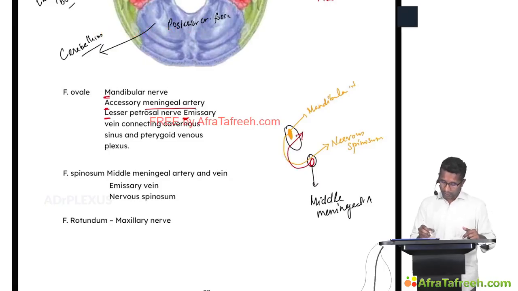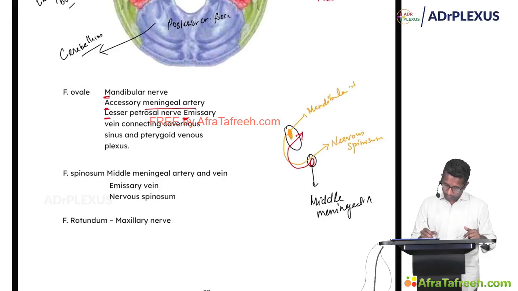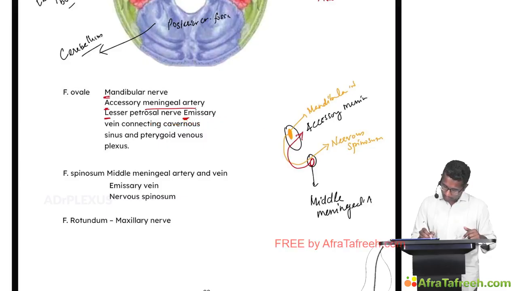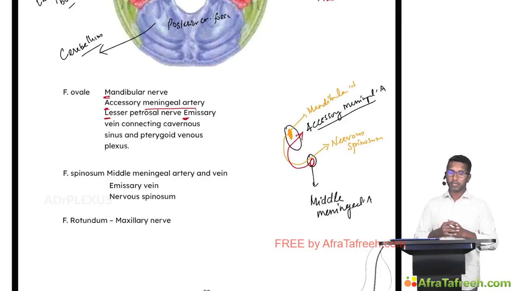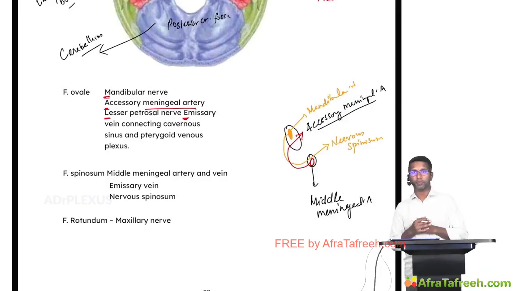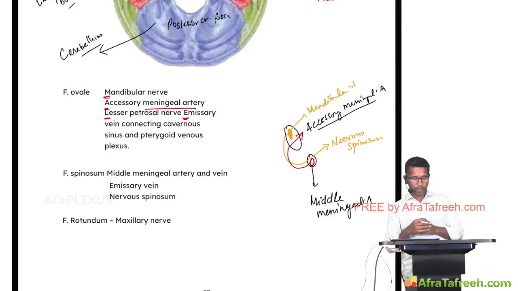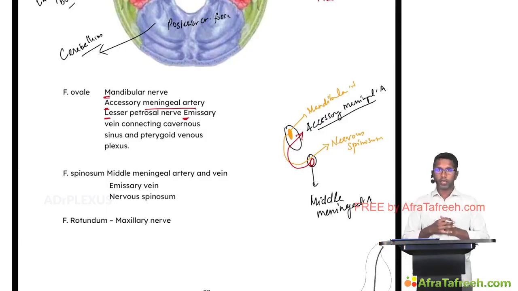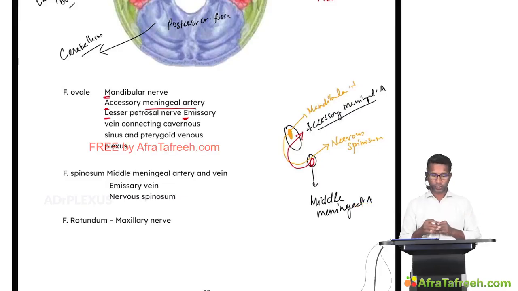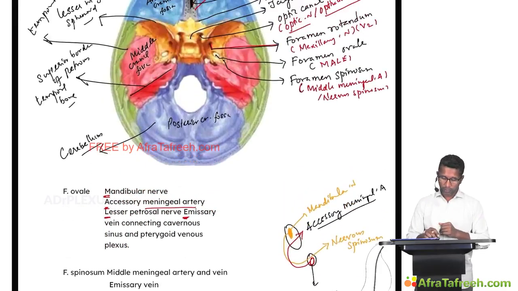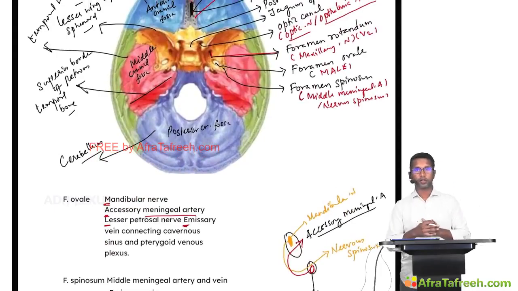This branch which is entering into the foramen ovale is nothing but the accessory meningeal artery. If somebody asks you, accessory meningeal artery is a branch of what? It is a branch of the middle meningeal artery. And nervus spinosus is a branch of what? Nervus spinosus is a branch of the mandibular nerve.